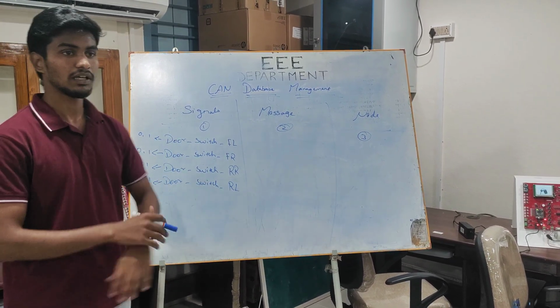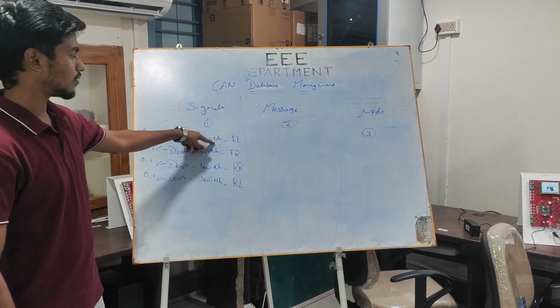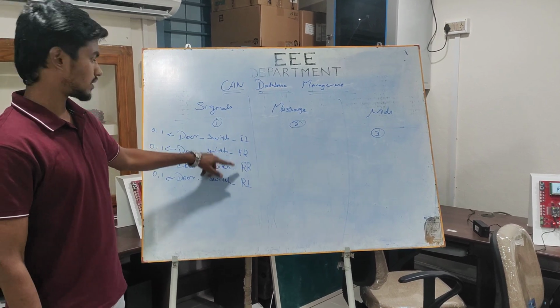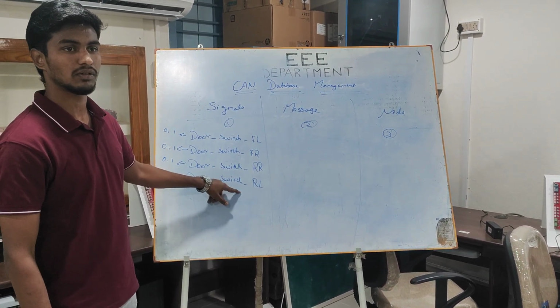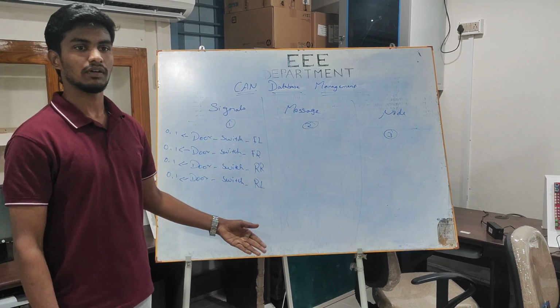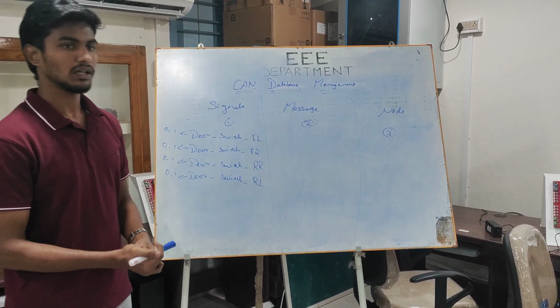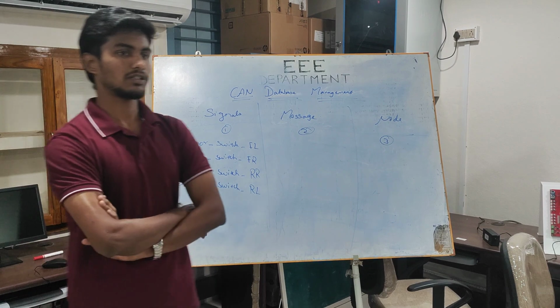But each door gives a different value. Sometimes this door gives the value 1, this door gives the value 0, this door gives 1, and this door gives 0. Sometimes all the doors give the value 0, or all the doors give the value 1. But it is the range of only 0 and 1.